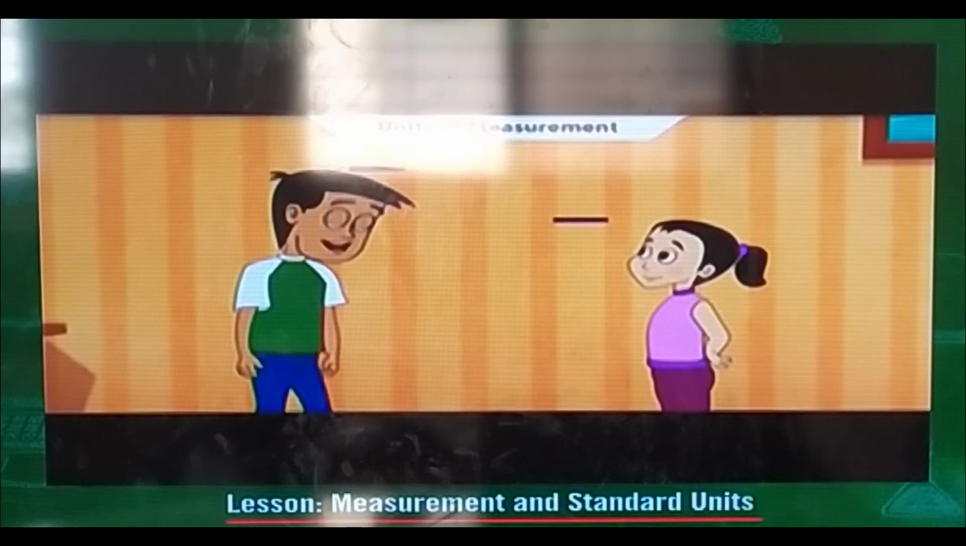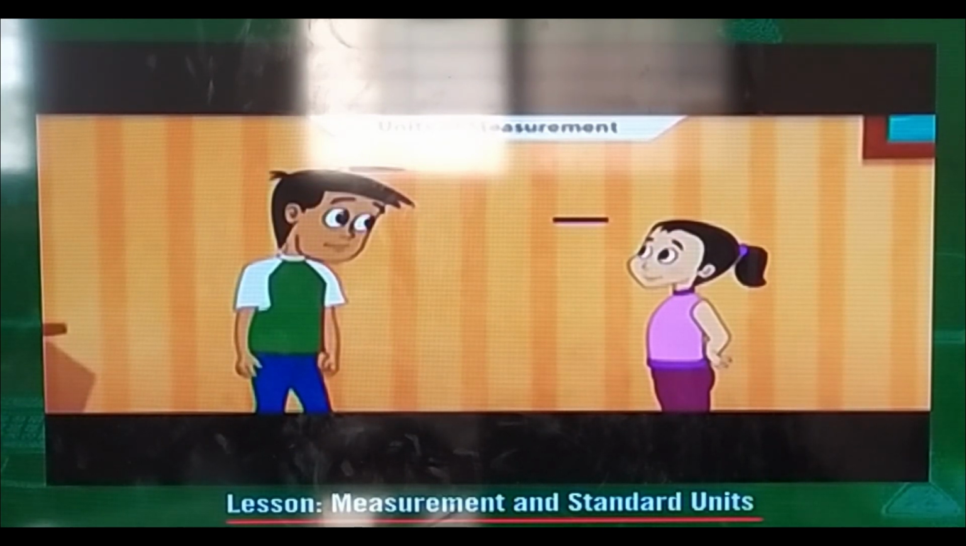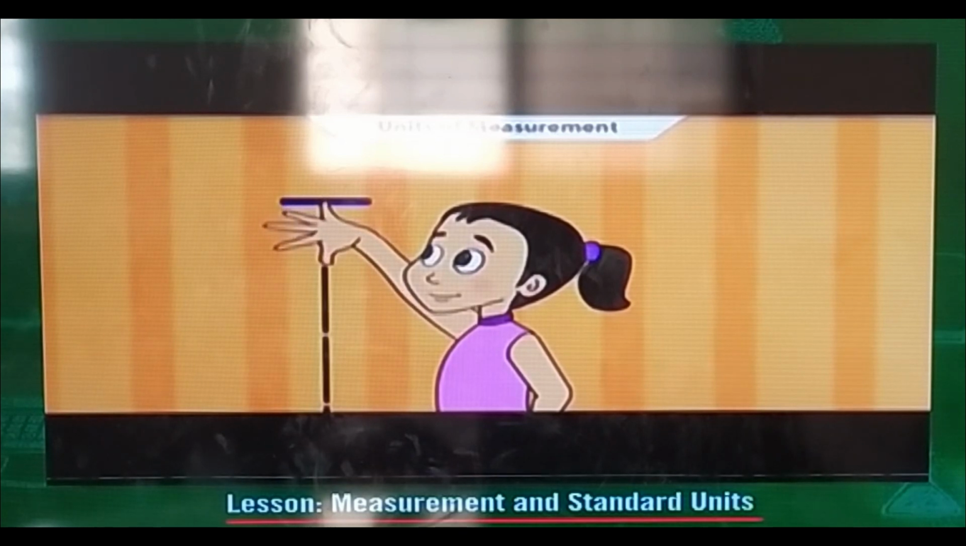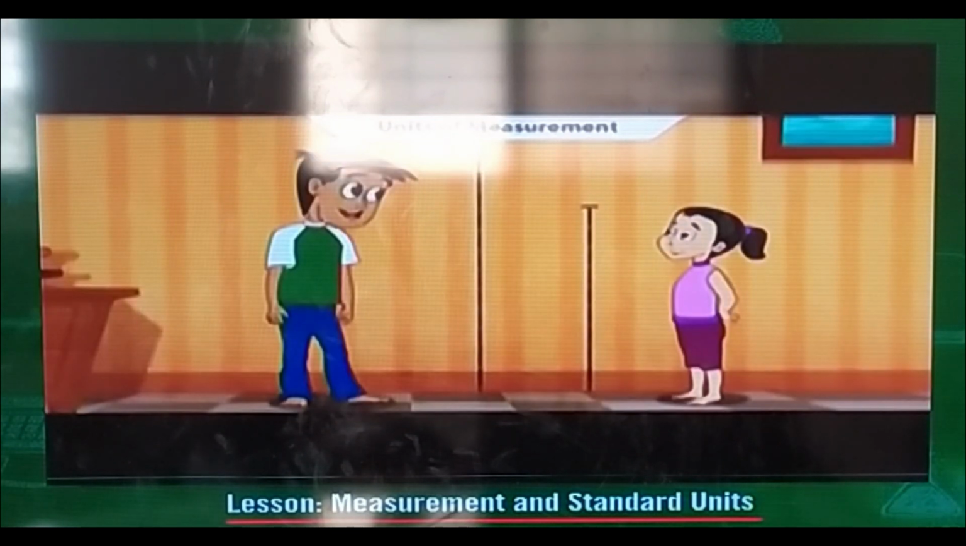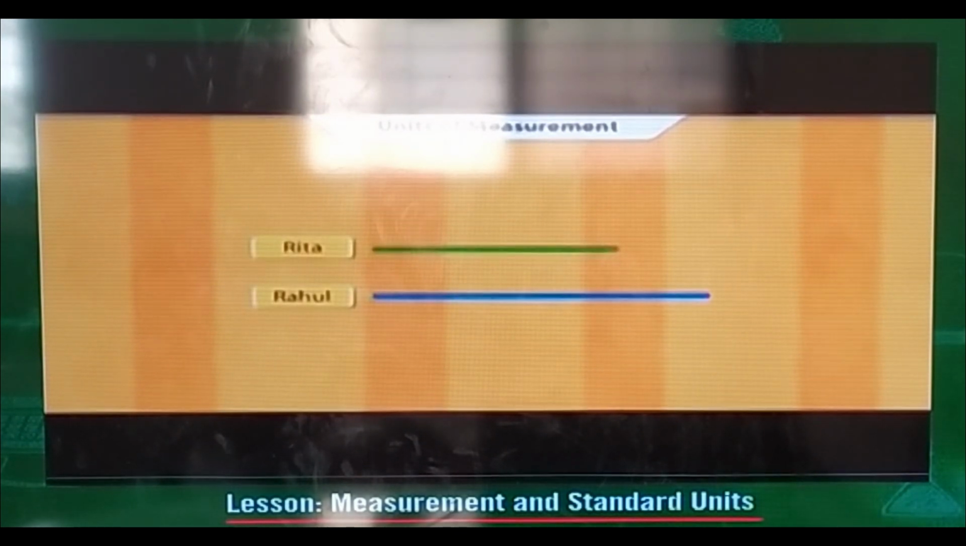Okay, Rita. Tell me, how will you measure the height now? Why? I will use the span of my hand to measure. See, I'm 9 spans tall. Show me your hand, Rita. Do you see that the span of my hand is bigger than yours? So if I use it to measure your height, then it would be much less than 9 spans.